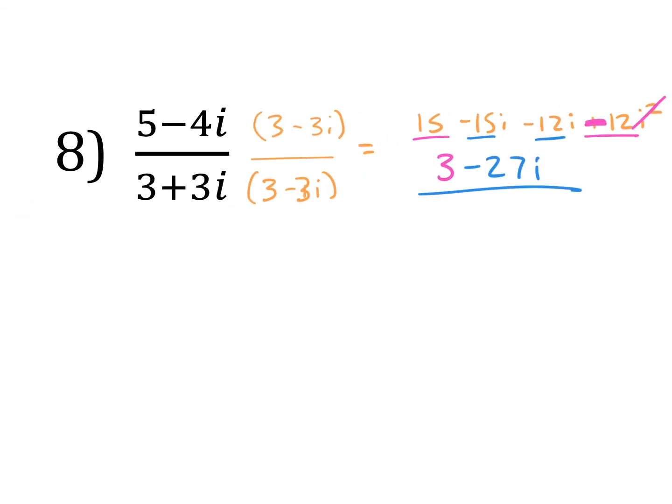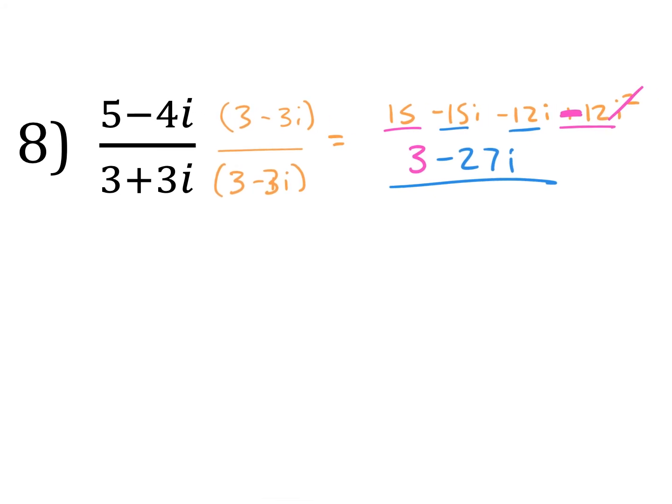Now let's FOIL out the bottom. Multiply the first, the outsides, the insides, and then the last. What do I have to do next? The middle terms cancel and the i squared turns into negative 1, so it makes it a plus 9. And what's 9 plus 9? 18.